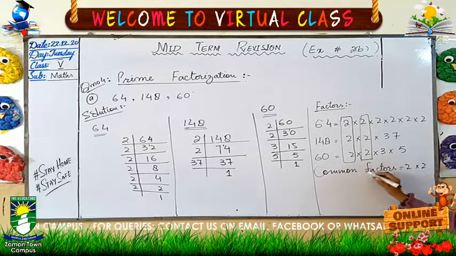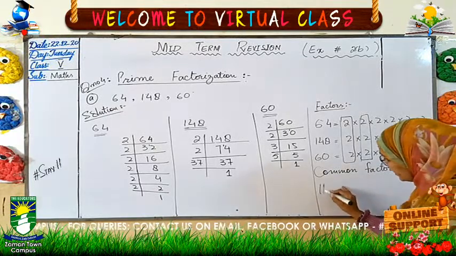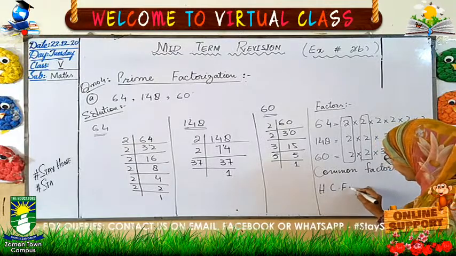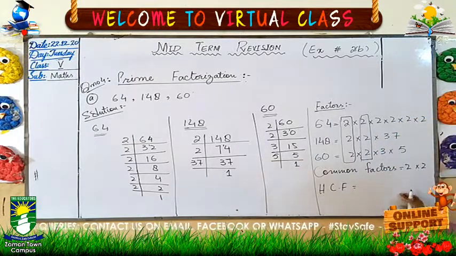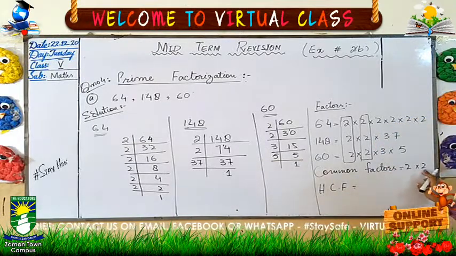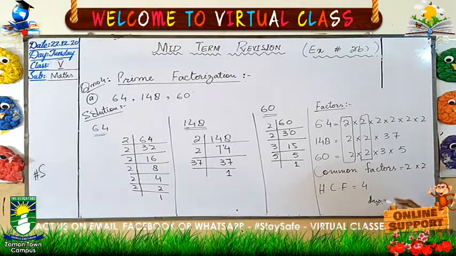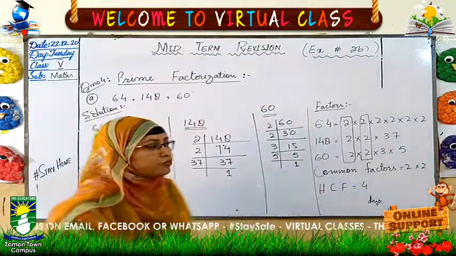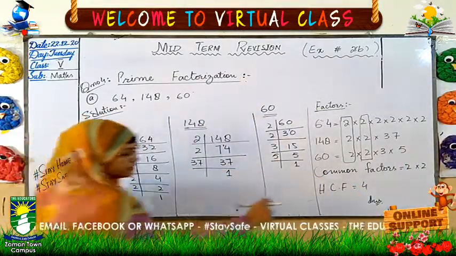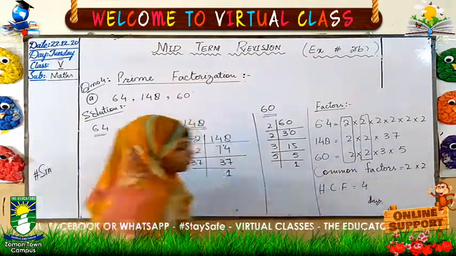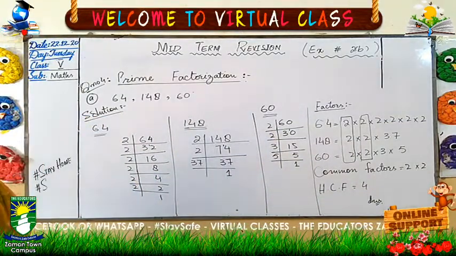And the product of all the common factors is known as HCF. We have to multiply all the common factors, which is 2 by 2. So 2 2s are 4. It is the answer. Highest common factor means we multiply the common factors, and after multiplication of common factors we get the HCF, right?